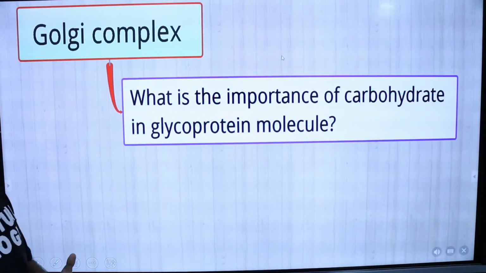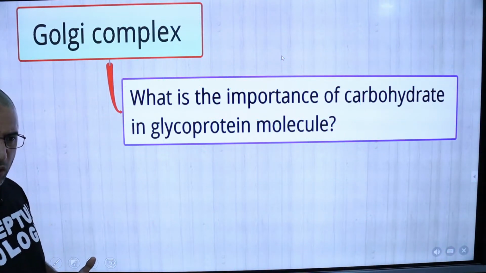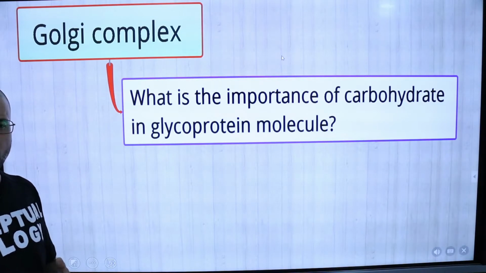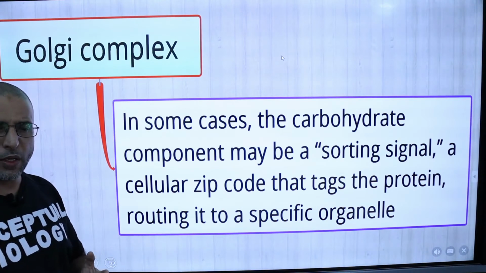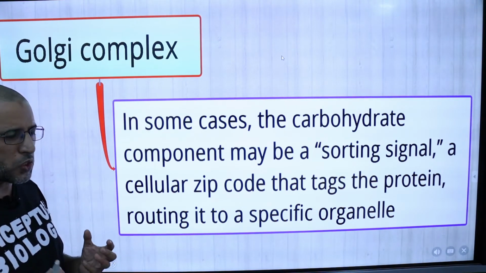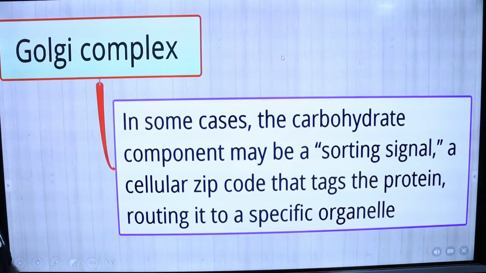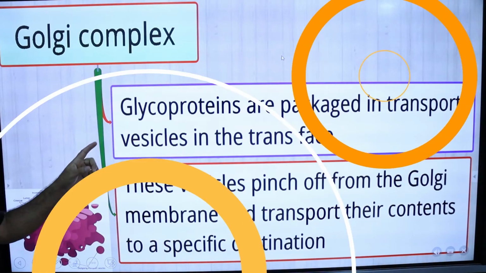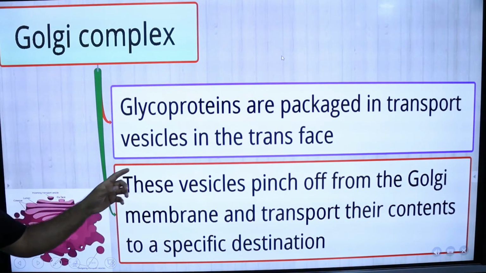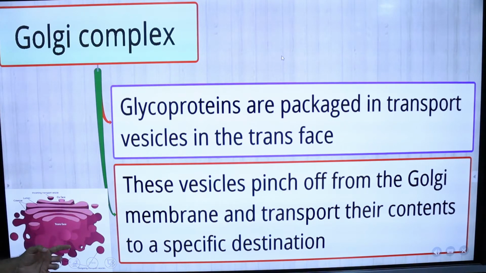What is the importance of carbohydrates in glycoprotein molecules? As we know, glycoprotein is a protein with a covalently attached carbohydrate. In some cases, the carbohydrate component may be a sorting signal, a cellular zip code that tags the protein, routing it to a specific organelle. Glycoproteins are packed in transport vesicles in the trans phase, and these vesicles pinch off from the Golgi membrane and transport their contents to a specific destination.